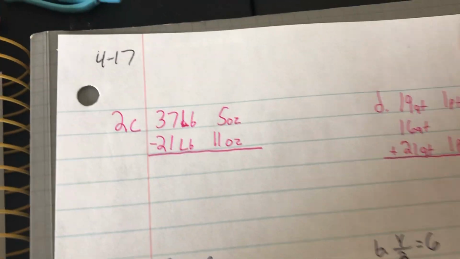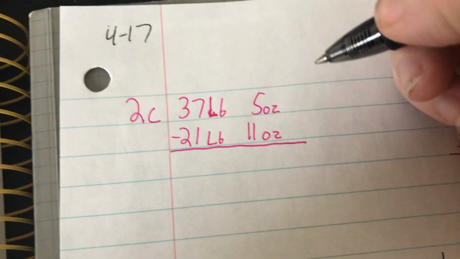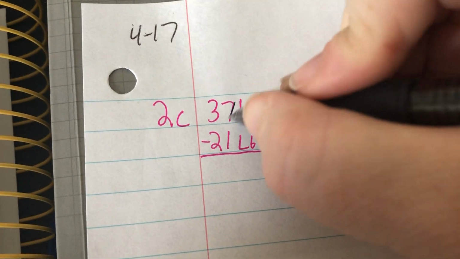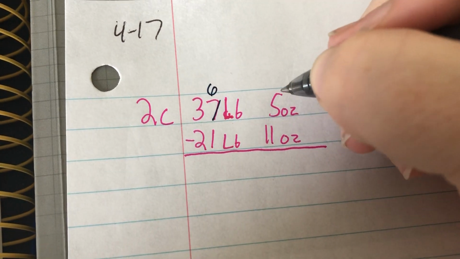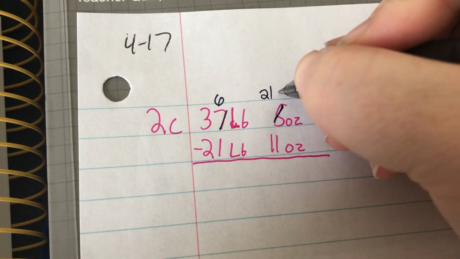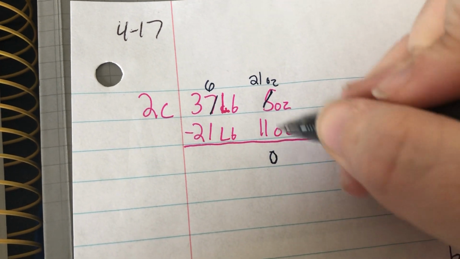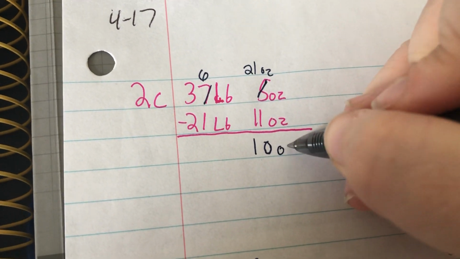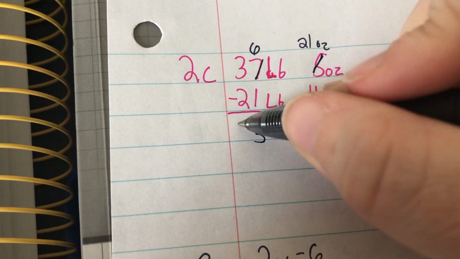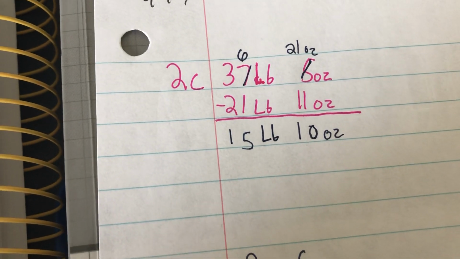To C, we have 37 pounds, 5 ounces, minus 21 pounds, 11 ounces. There are 16 ounces in 1 pound, so I'm going to make that 6, and I'm going to add 16 ounces to this 5 ounces, which will get me 21 ounces. 1 minus 1 is 0, 2 minus 1 is 1, so 10 ounces. 6 minus 1 is 5, 3 minus 2 is 1, so 15 pounds. 15 pounds, 10 ounces.